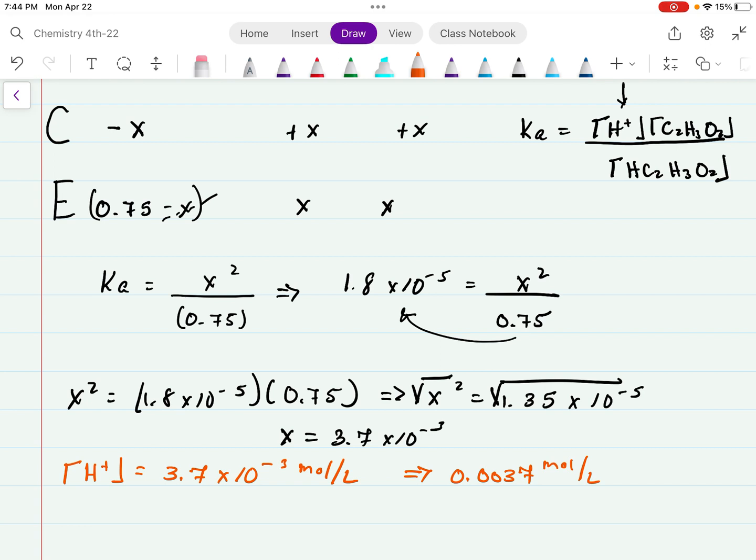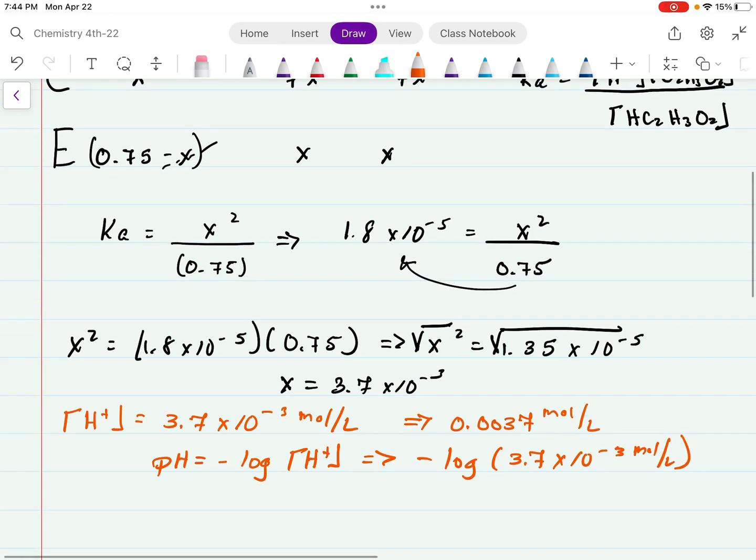Okay, now remember that the pH is equal to the negative log of the molar concentration of the hydrogen ion, right? So what that means is if I take the negative log of 3.7 times 10 to the negative 3 moles per liter, then I'm going to end up with a pH value of 2.43. Okay.